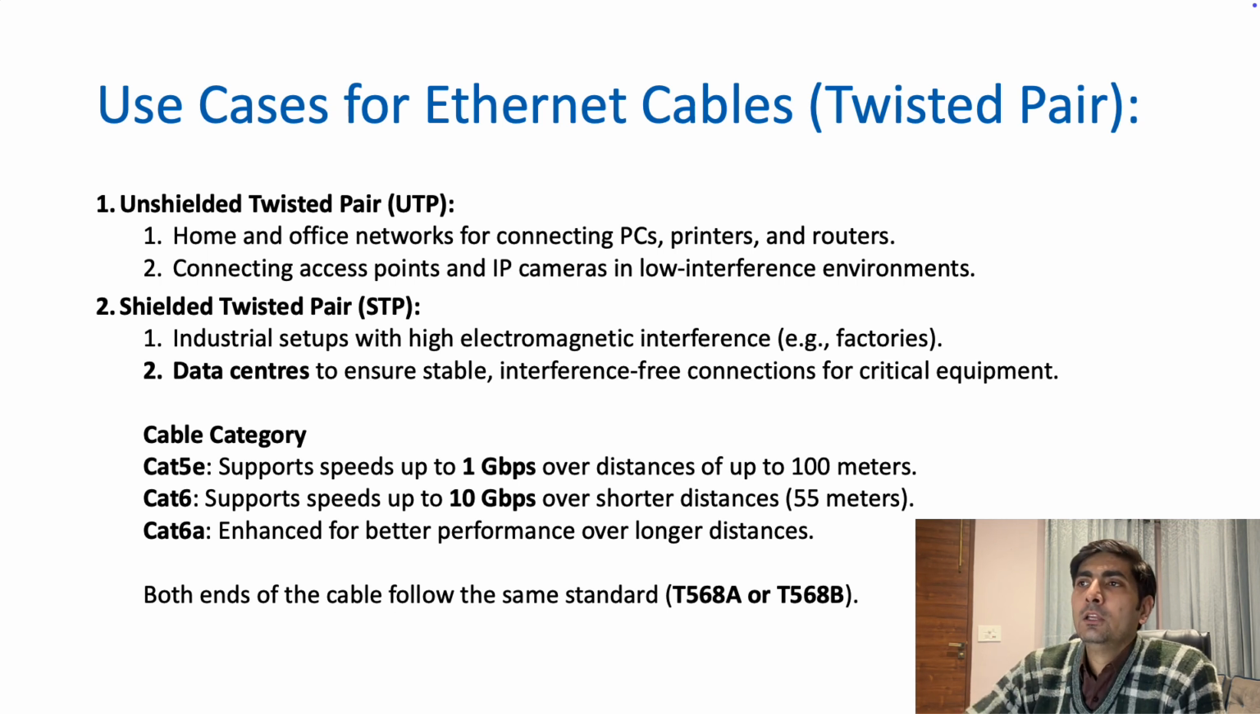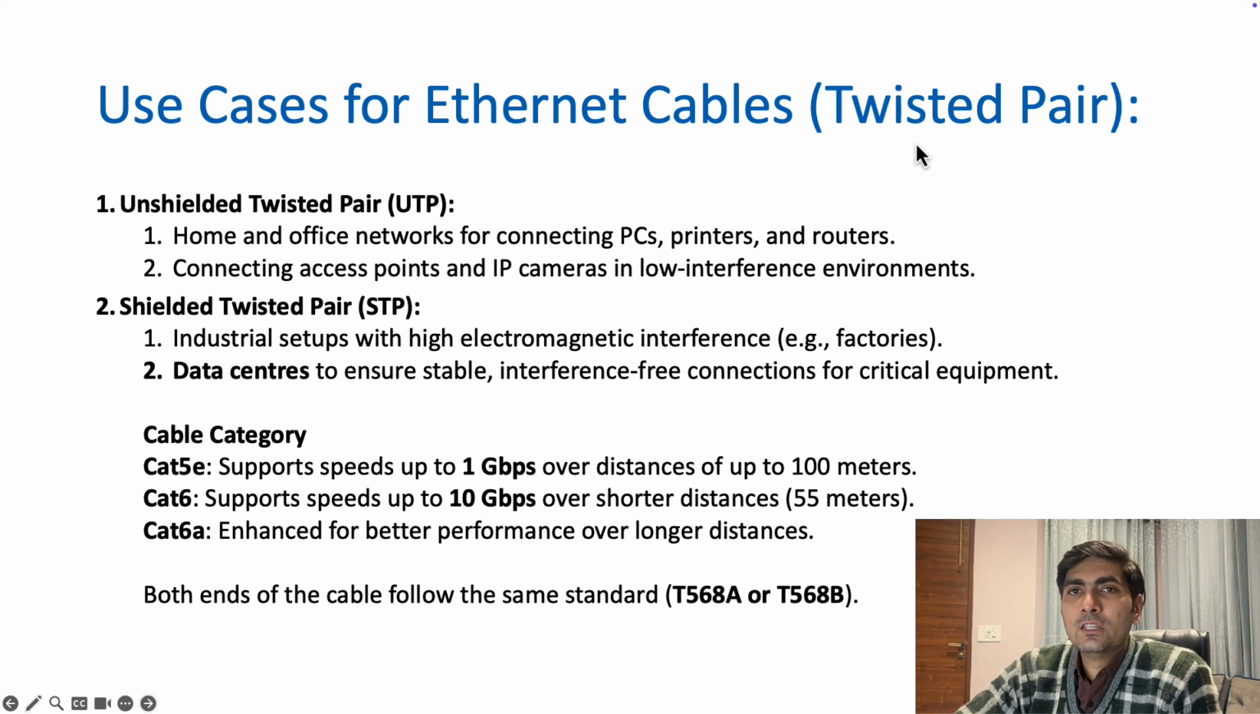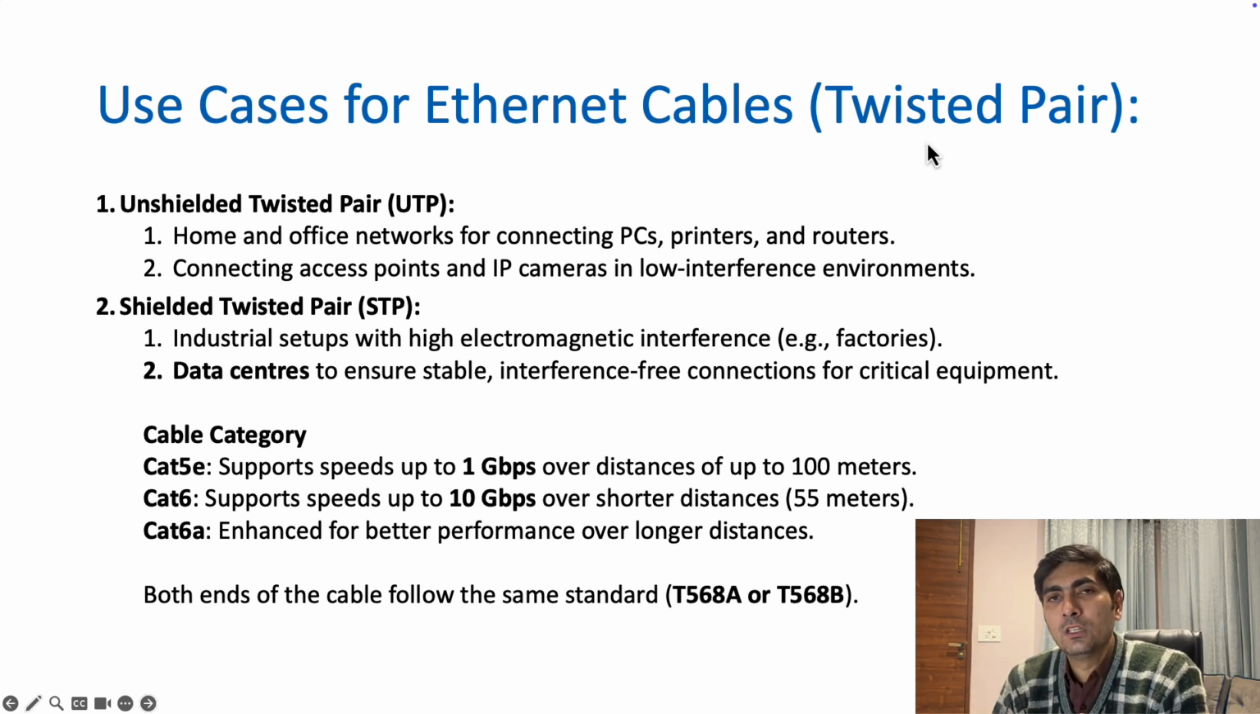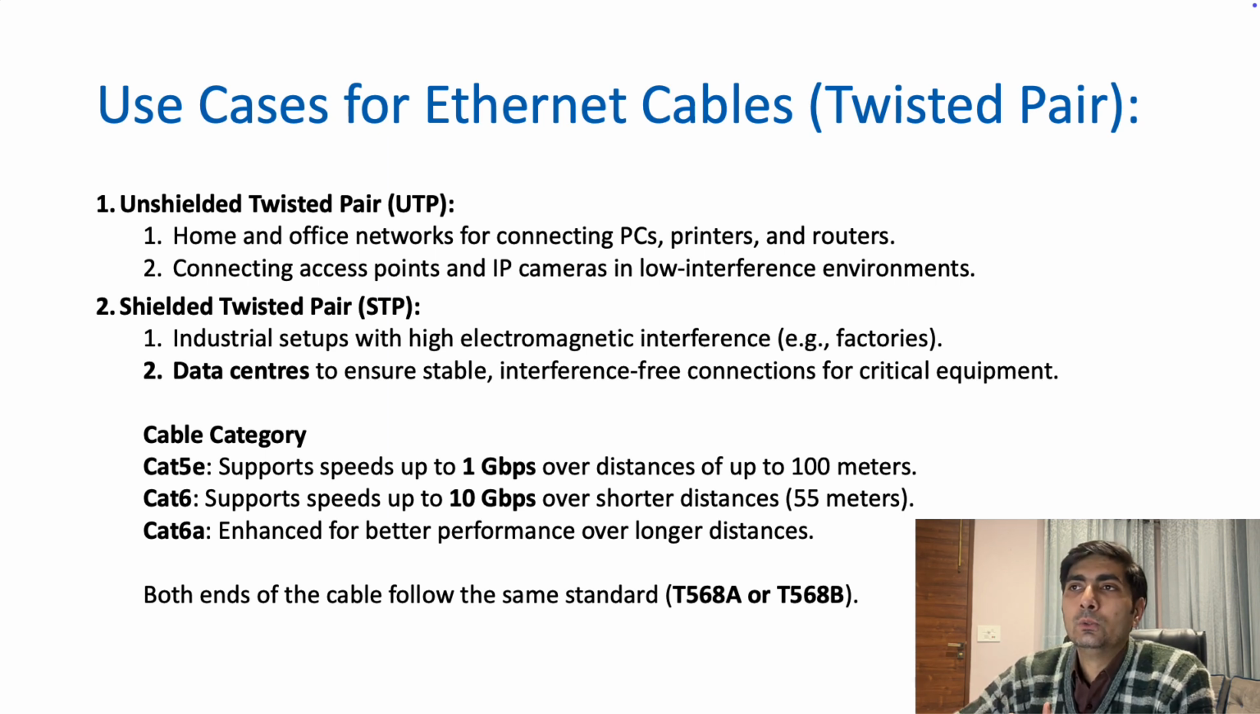Why do we do this twisting? Twisting is just like one wire being overlapped over another wire. It is to avoid electromagnetic interference and crosstalk, to ensure that data transmission happens reliably without any slowness, delay, or jitter. This is the meaning of twisted pair. Both straight and crossover cables are twisted pair only.